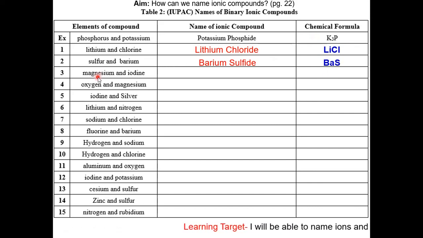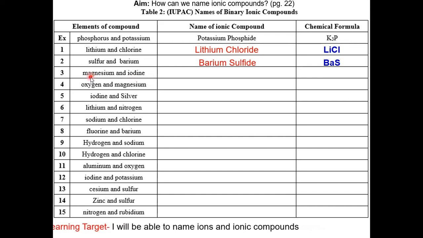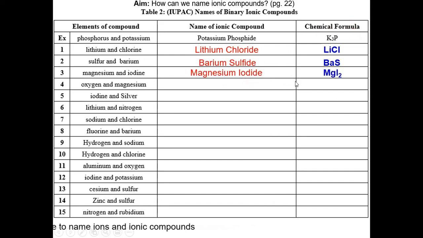For number 3, for magnesium and iodine, magnesium is the metal, iodine is the nonmetal, so the ending changes to iodide, so this becomes magnesium iodide. The chemical formula, if you crisscross the charges, becomes MgI2. So now I want you to do the rest on your own. Pause the video and resume once you complete it. So here are the answers.